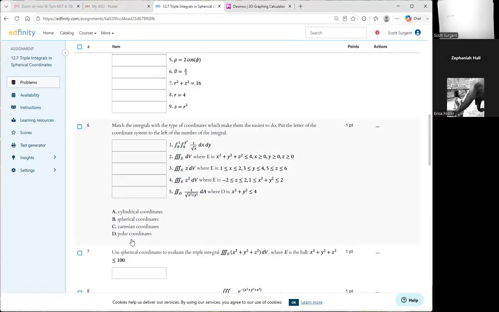Polar is really only in R2, but when you're in R3 and you're not dealing with spheres, but you are dealing with circles, that's cylindrical. So cylindrical is really just polar in R3. They're very closely related. Got it.